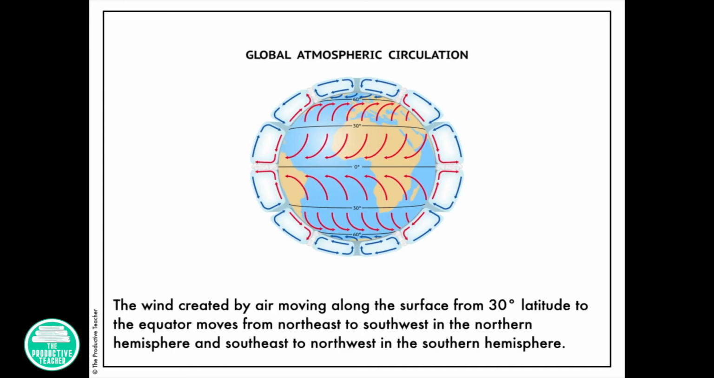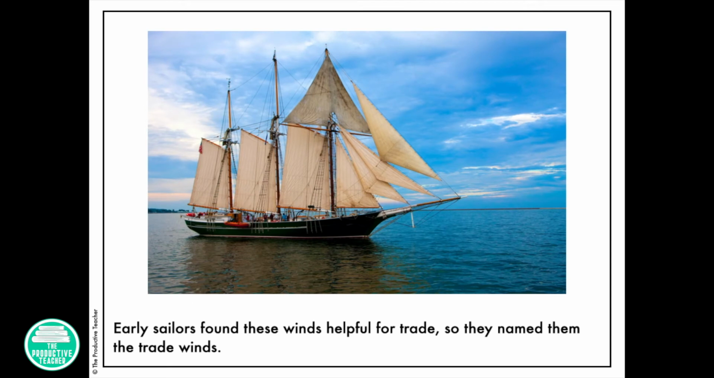The wind created by air moving along the surface from 30 degrees latitude to the equator moves from the northeast to southwest in the northern hemisphere and southeast to northwest in the southern hemisphere. Early sailors found these winds helpful for trade, so they named them the trade winds.